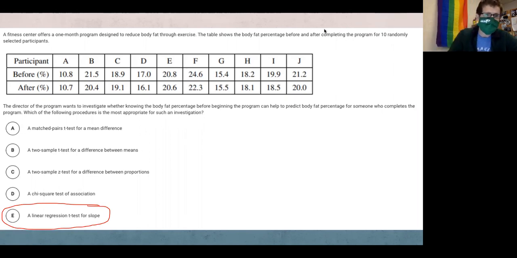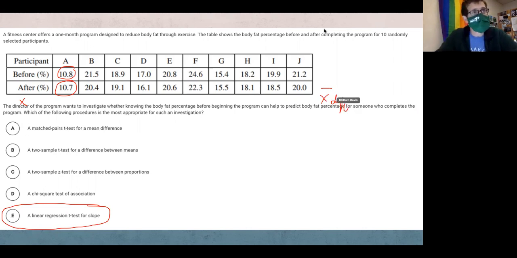So this could very well be a matched pairs t-test. And we could imagine all kinds of reasons why we might pick one versus the other. The thing that makes this a linear regression test is that we have 10 participants, and there are two variables associated with them. Again, we could get a difference, the body fat percent before and after. And then this could be a matched pairs where we get the difference. Eventually we get an X bar sub diff and all that fun stuff.